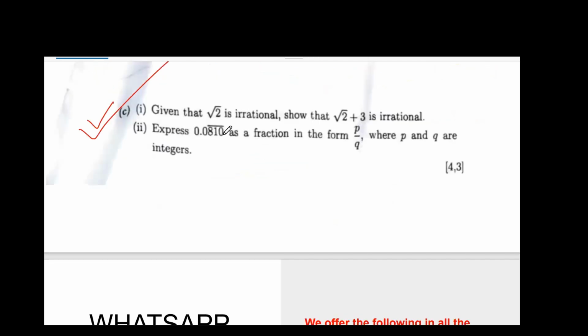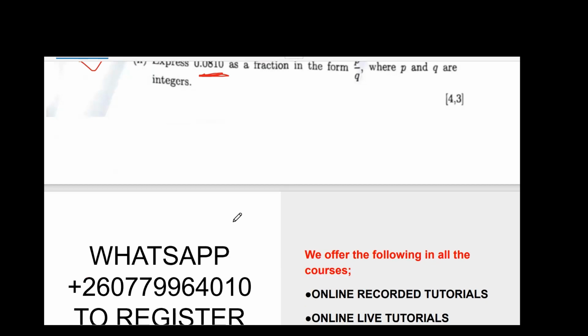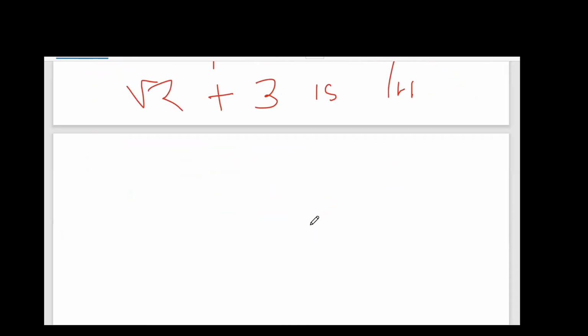Okay, so the next question, which is our last question for today, because I don't want to overwhelm you people, we are just expressing this as a fraction in the form p over q, where p and q are what? They're integers. We'll go to my board here. So we are saying express 0.0810 with a bar on top, meaning these three digits are always repeating. So immediately after the 0 again starts 810, just like that until infinity. So we're expressing this into the form p over q.